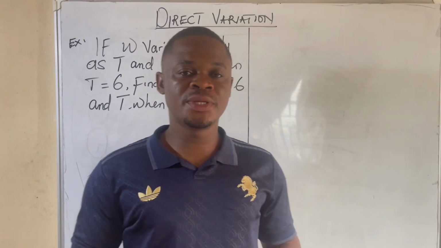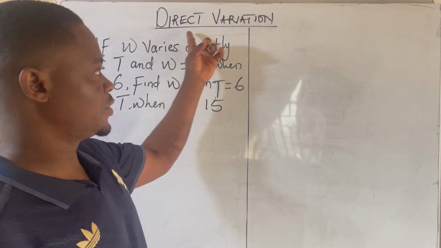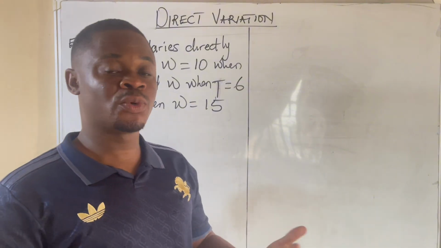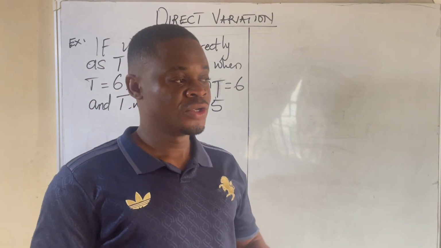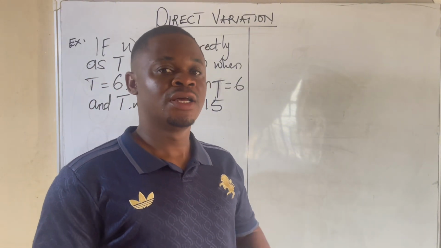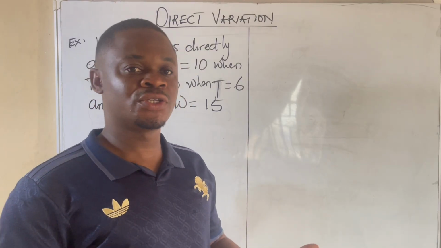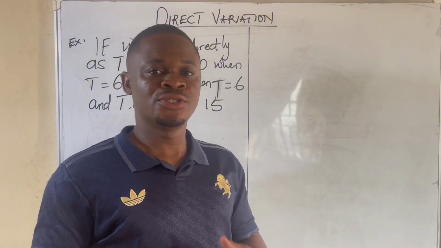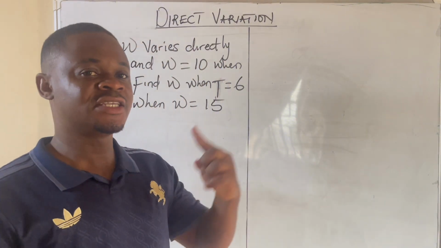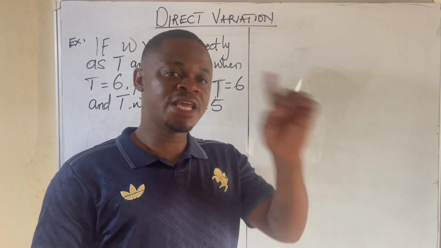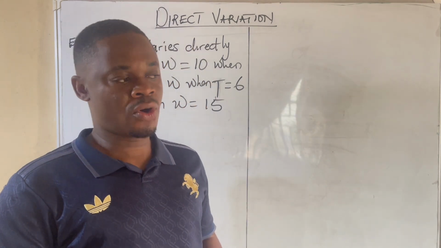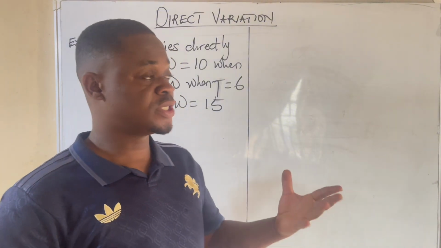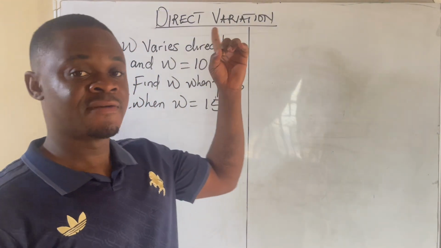In this series, we'll be discussing direct variation. In our former series where we talked about direct variation, we explained what direct variation is. If you have not watched it, you can go and watch it on our channel, where we say that direct variation is when two quantities are related such that an increase in one quantity leads to an increase in the other quantity, or a decrease in one quantity leads to a decrease in the other quantity. So that's what we discussed in direct variation.